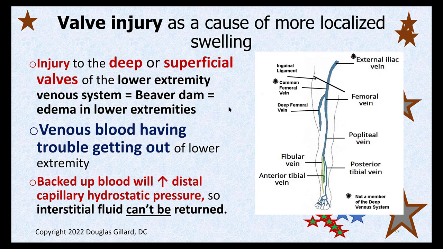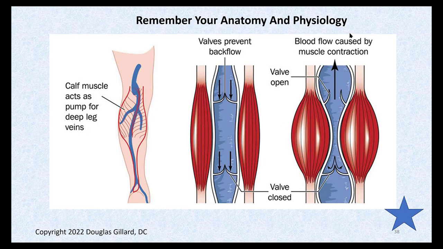All right. What about kind of a localized type of swelling? Well, valve injury. People who've had DVTs or people with varicose veins have injured valves. And so we need valves in the lower extremities to get the blood out of the lower extremities. Even if you're perfectly healthy, you have trouble getting blood out of your lower extremities because there's no heart down in your ankle to help pump blood up against gravity. And so you're very dependent on those valves. And I have a YouTube video on this where I go into the weeds on valves, but I'm not going to do that anymore. You guys should know this already from physiology.